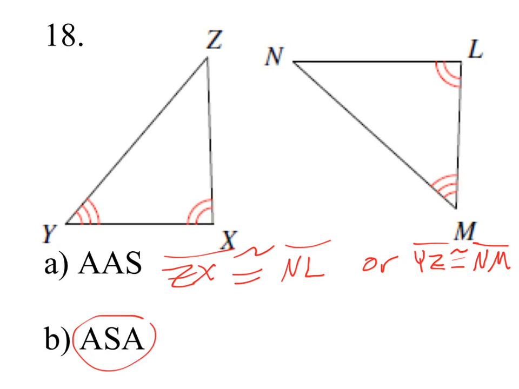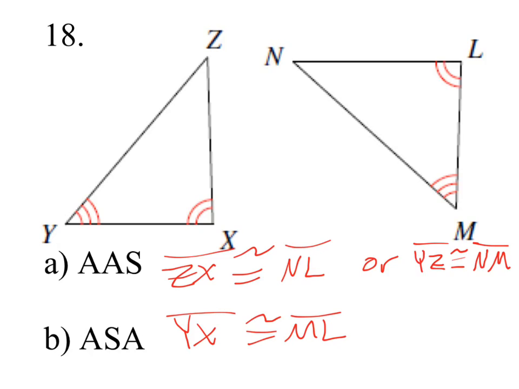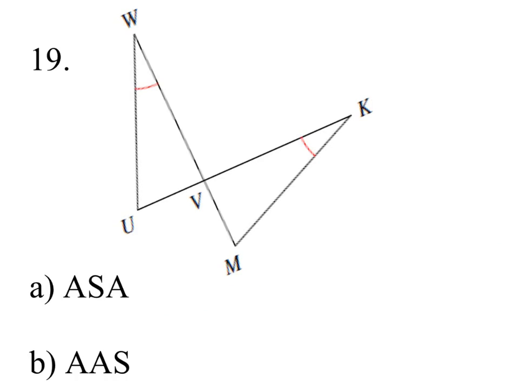And then this next part is angle, side, angle. Right here in the middle is the side between the angles. And over here we have LM, which is the other side between the angles. So that's the two sides that need to match up. So yeah, gives you that, right? And then brings you to 19.